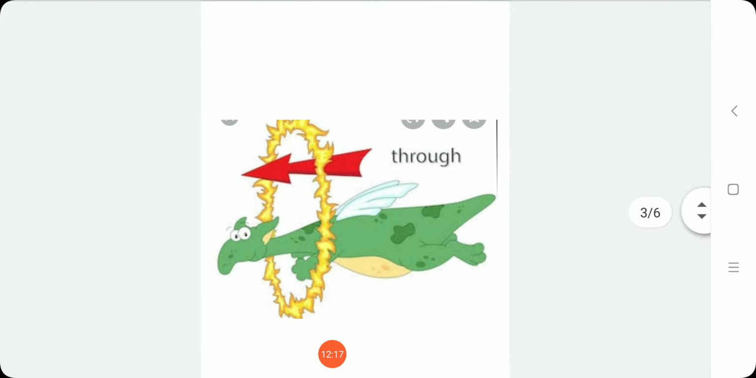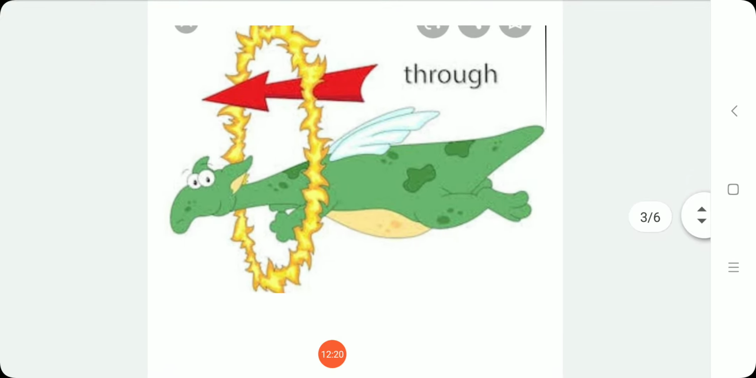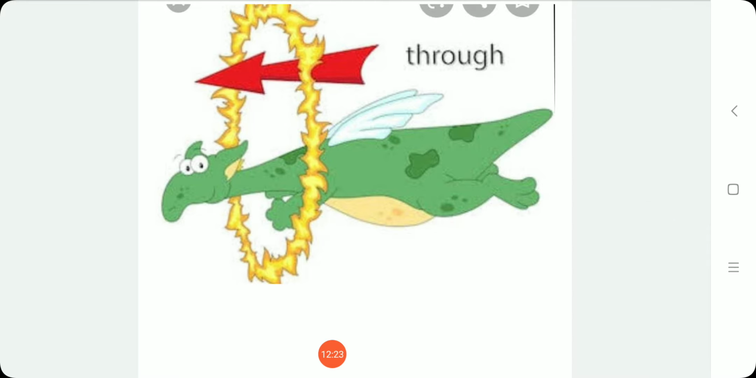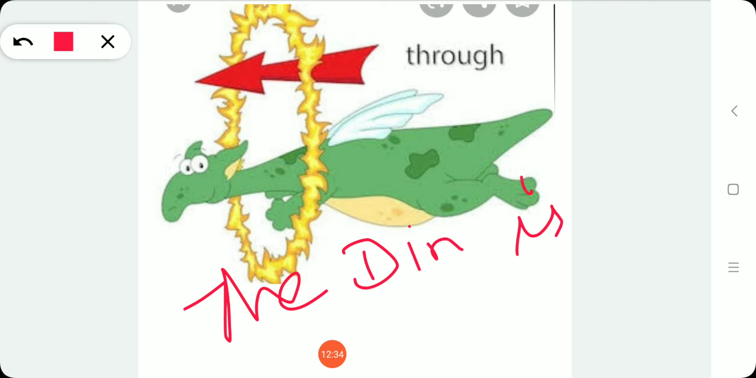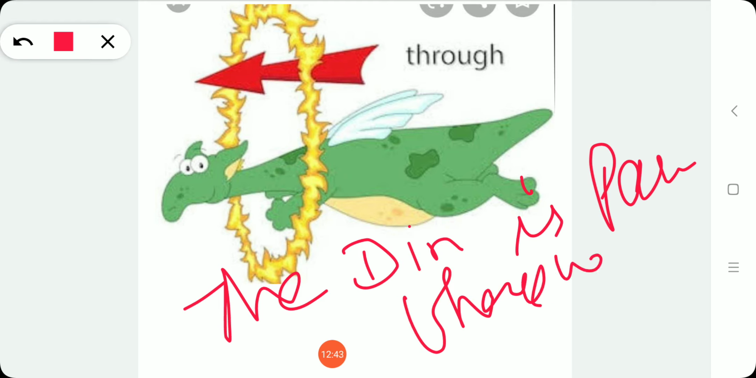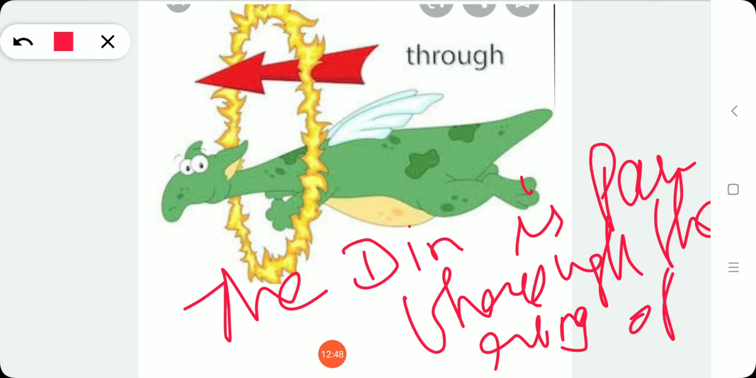So the next one, see, this one we can say is an example for through. How can you make a sentence here? For this picture, the dinosaur is passing or flying through the ring of fire, or through a fire ring. The dinosaur is flying through a fire ring. So here we can use through.